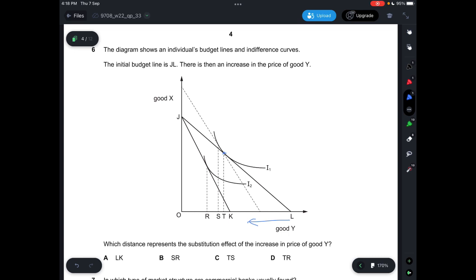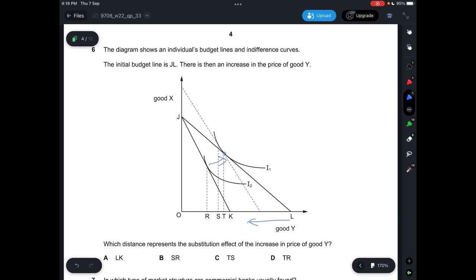So at budget line JK, basically we need to look at the point where there's a substitution effect, right? Once there's an increase in the price of good Y, you see that it becomes budget line JK, and then we need to shift this JK curve out again.